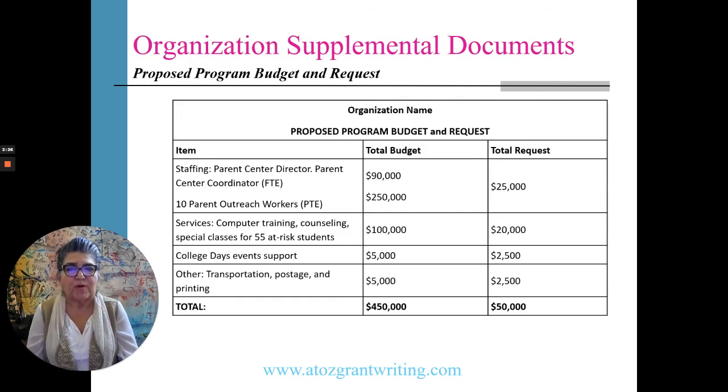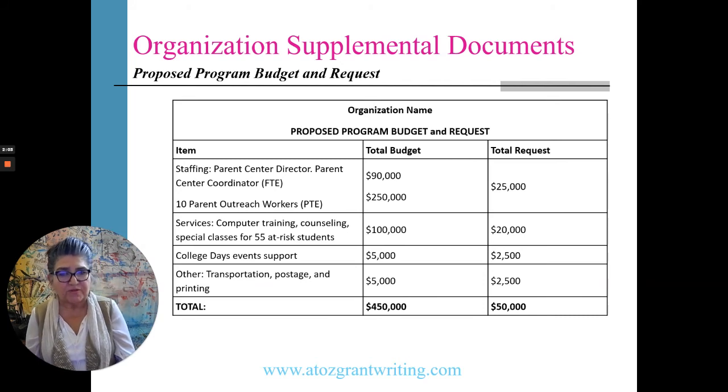Now let's go through the proposed program budget and request. You'll see at the top of the form you have the organization's name and the title of the proposed program. You have three columns again, the item, the total budget, and the total request. In this case, on the left-hand side, the item is staffing and outreach workers, with the total cost for those staff members and workers and the amount that's being requested from the funding source, which is $25,000.